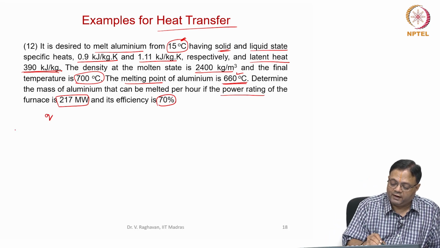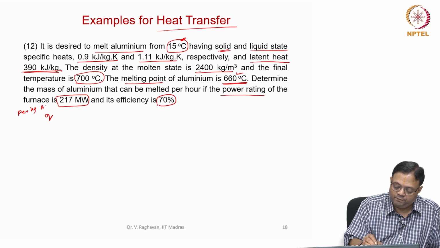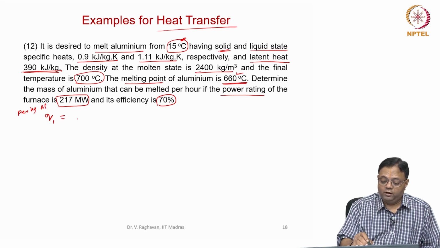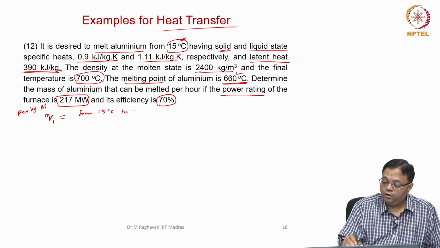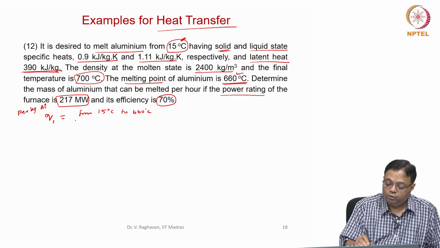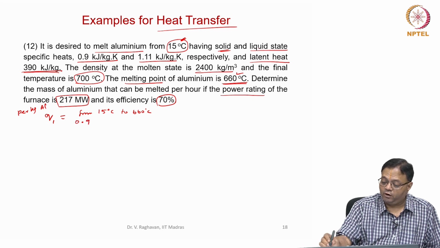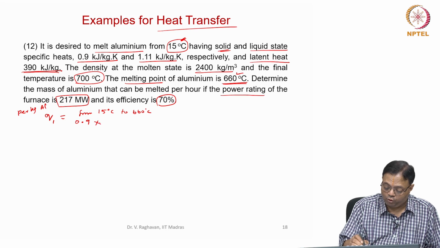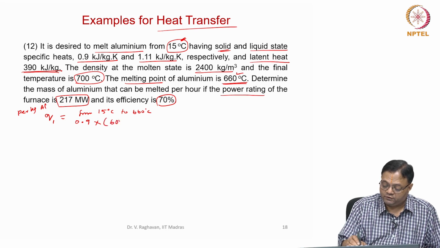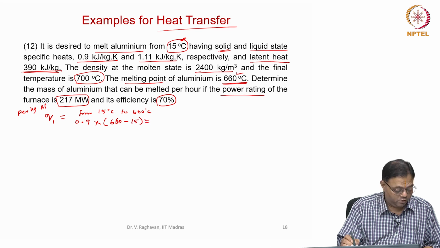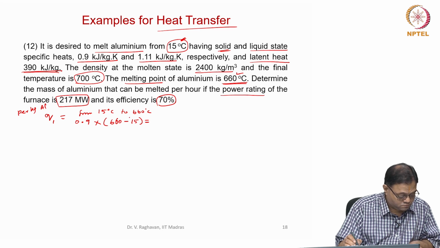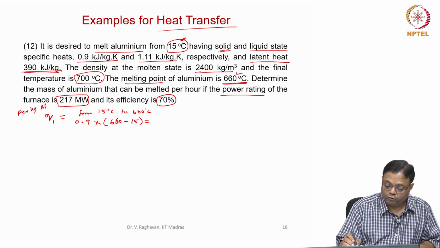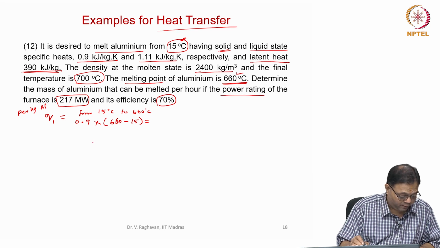So, per kg of aluminum, what is the heat required to raise the temperature from 15 degrees centigrade to 660 degrees centigrade, which is the melting point? That is Q1 equal to 0.9, which is the solid-state Cp value, into delta T, 660 minus 15. So that will be equal to some value, the intermediate value.